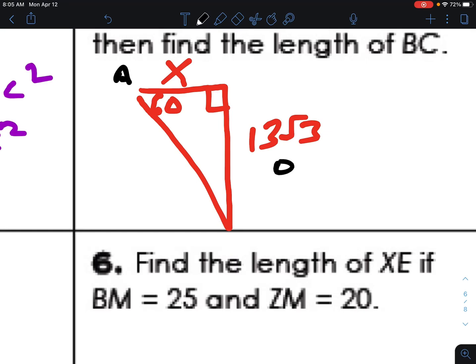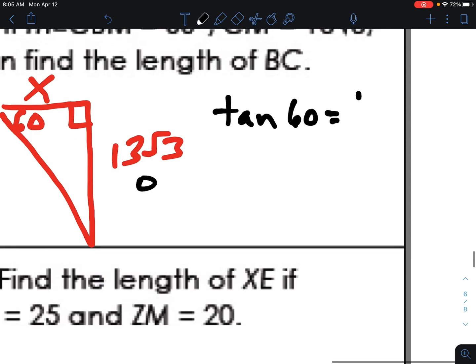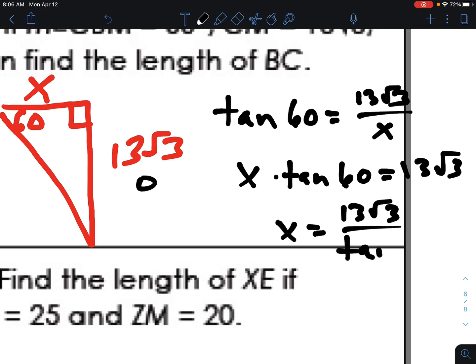So we would say the tangent of 60 is equal to opposite 13 radical 3 over adjacent, which is X. And then we would solve X times tangent of 60 equals 13 radical 3. And then divide, and we get 13 radical 3 over tangent of 60.